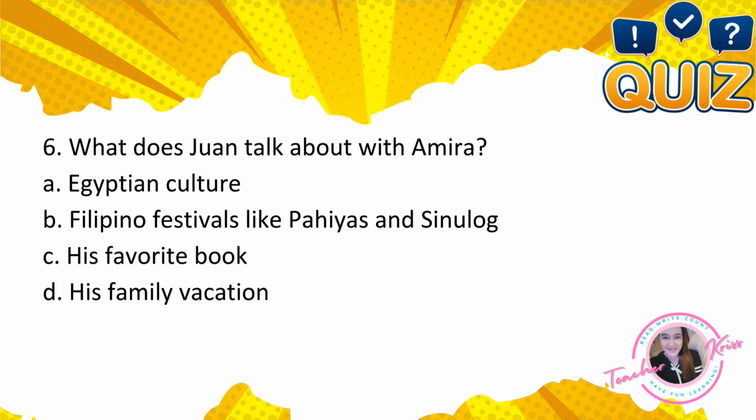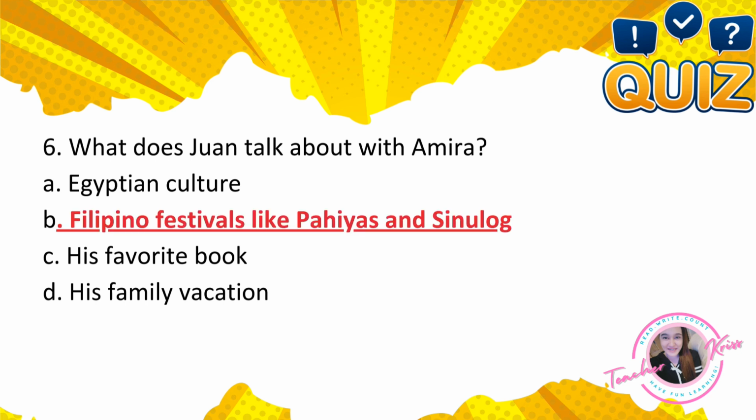Number 6. What does Juan talk about with Amira? Letter A. Egyptian culture. B. Filipino festivals like Pahiyas and Sinulog. Letter C. His favorite book. And letter D. His family vacation. Alright, the correct answer is letter B. Filipino festivals like Pahiyas and Sinulog.